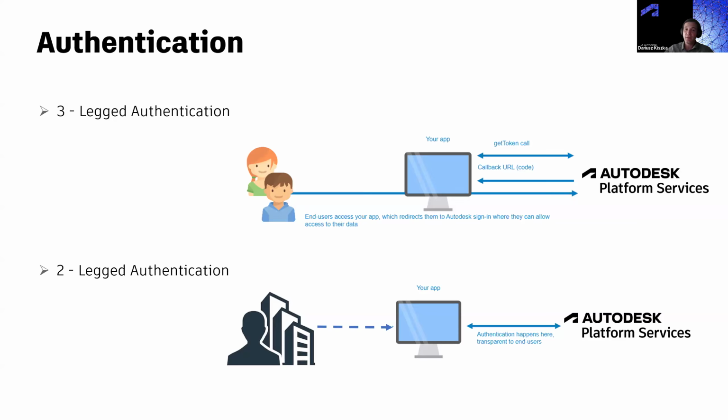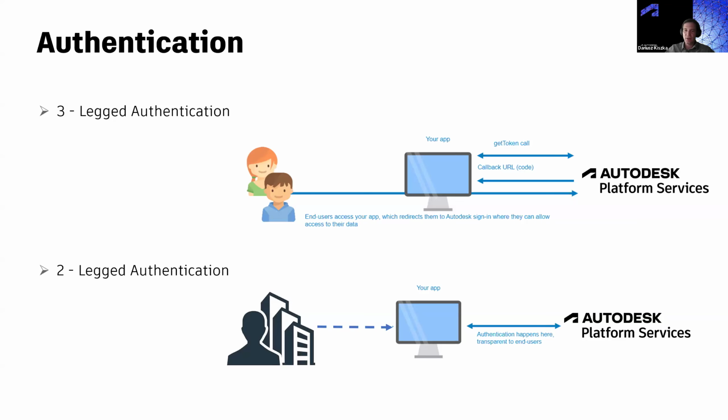The main difference is the number of parties involved. In two-leg authentication, there are two main parties. We have the server, which is Autodesk Platform Services, that validates the client credentials and issues the access token back to the user. And then this user part or the client part is your application or integration. So in other words, your application communicates directly with the APS platform.